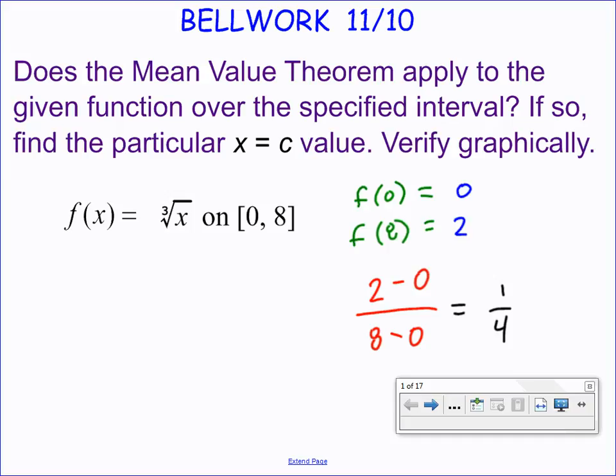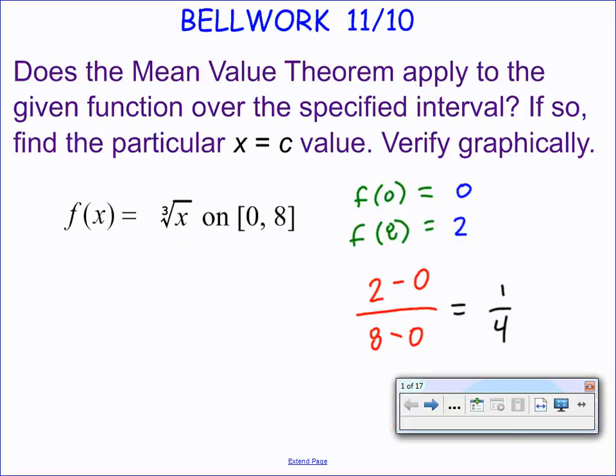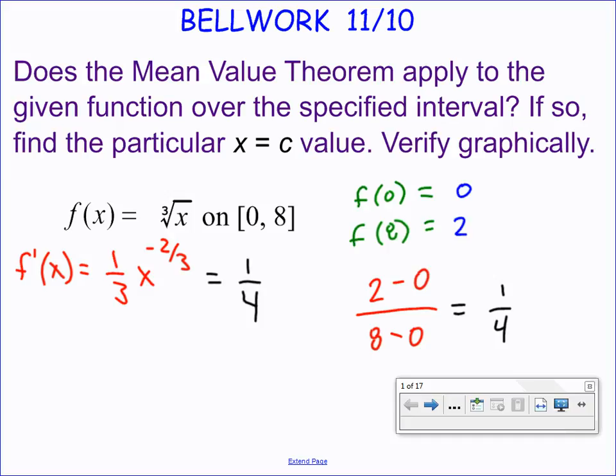What do I want to do? Well, I want to find the particular x equals c value in between 0 and 8, where the instantaneous rate of change, synonymous with derivative, is equal to the average rate of change. Let's do it. So what do I need? Well, I need f prime. We'll generate f prime by using the power rule. F prime of x is given by exponent times the base raised to 1 less. Times the derivative of the base is just 1. So it looks like we need to set this equal to my 1/4 that we calculated and see if we can solve.